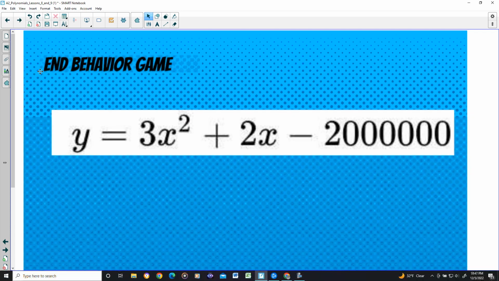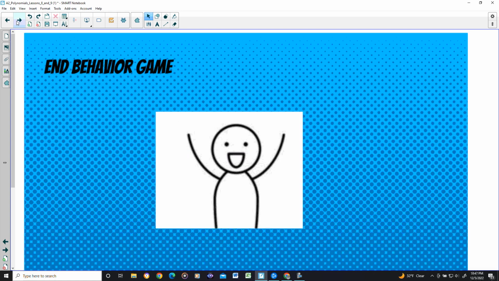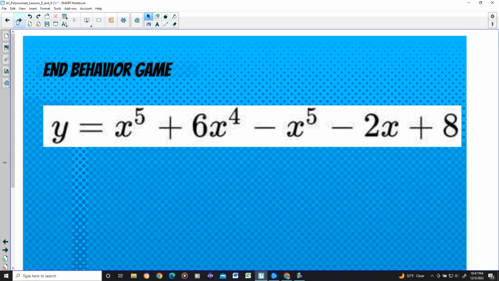How about this function? So what's going to happen here? Okay, degree 2, so it's even. Positive coefficient, so it's both hands go up. Okay, how about this one? Ooh, what's going on here? Okay, what degree is it? It is degree, oh, looks like a degree 5, right?